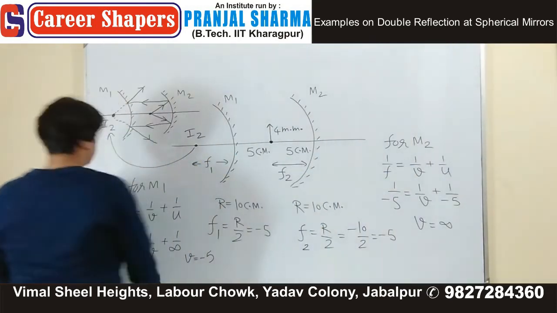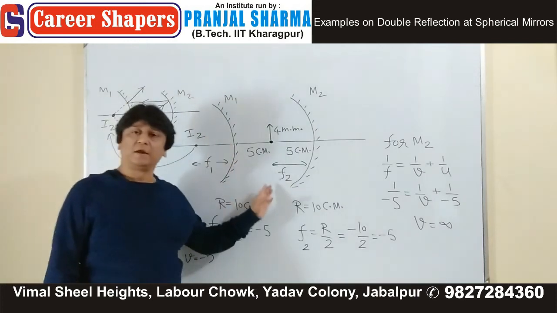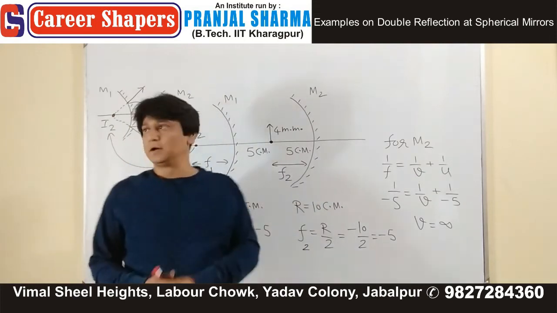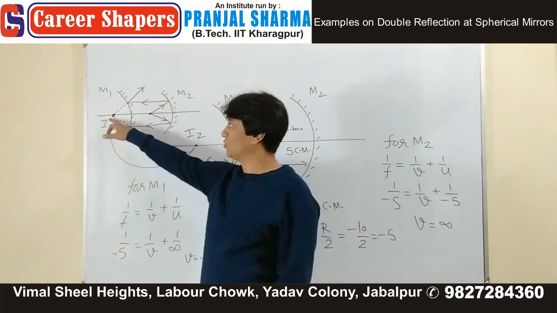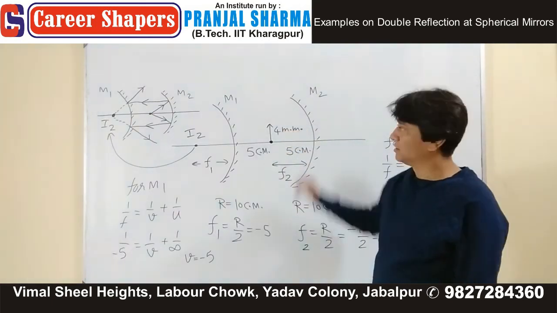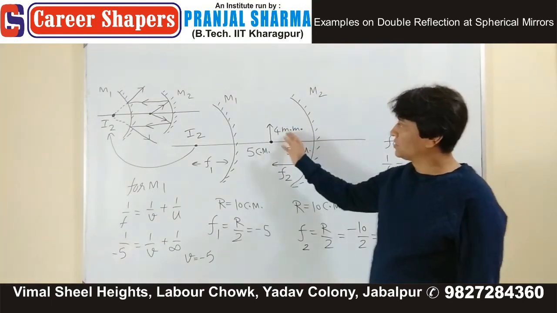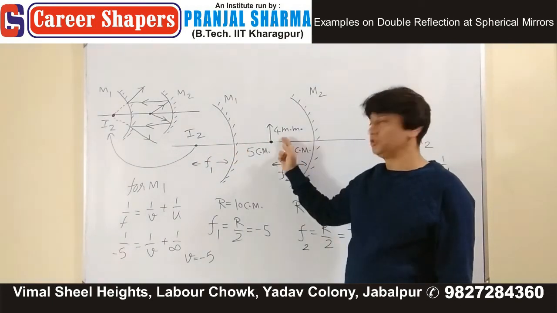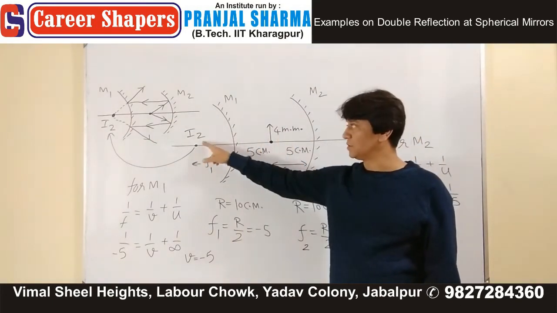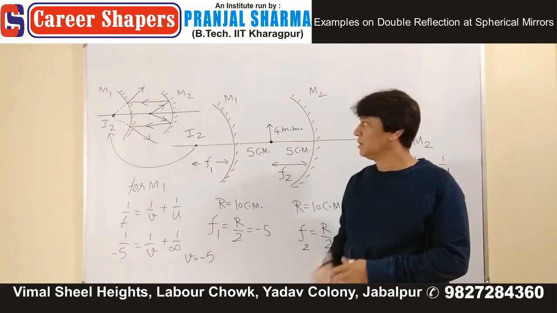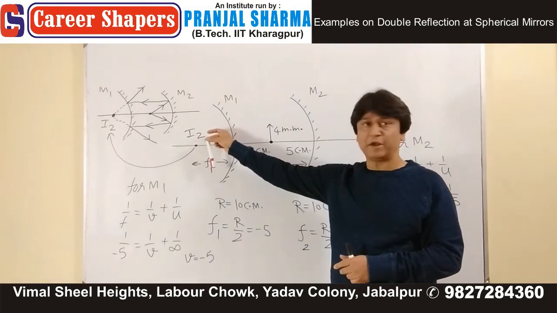Now, who is going to tell me the final orientation of the image? We know that if it's a point object, you're going to see it over here. But it's a line object. So what is the final size of the image? Real or virtual? Erect or inverted?